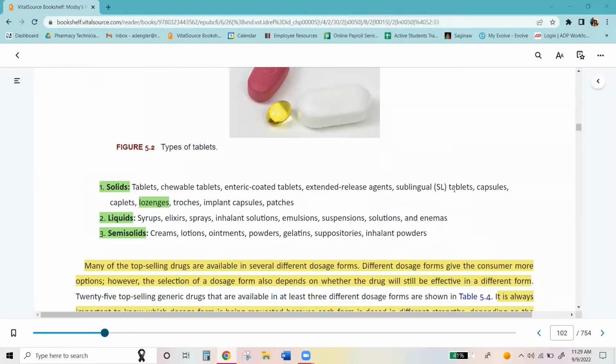We have solids, which are tablets, chewable tablets, enteric coated tablets, extended release agents, sublingual tablets, capsules, caplets, lozenges, troches, which are just kind of like lozenges, implant capsules, and patches. Liquids, we have syrups, elixirs, sprays, inhalation solutions, emulsions, suspensions, solutions, and enemas. The semi-solid category: creams, lotions, ointments, powders, gelatins, suppositories, and inhalation powder.